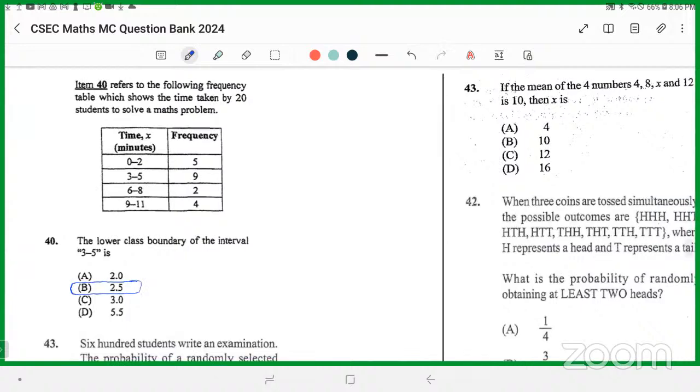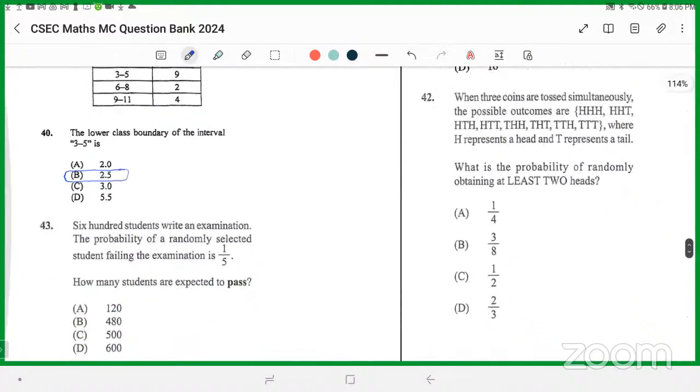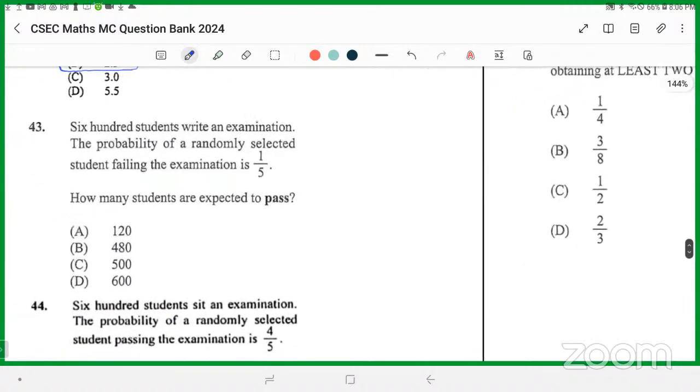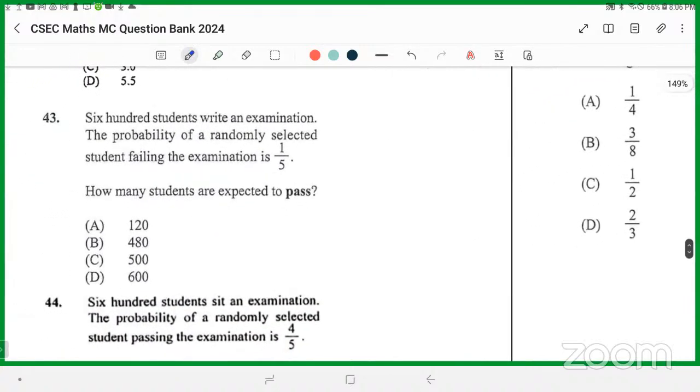Easy question, that one. It says 600 students write an exam. The probability of randomly selecting a student failing is 1/5. How many students pass? Firstly, if 1/5 failed, then 4/5 passed. So it's 4/5 of the 200 students you want. 4/5 of 200. How much is that?